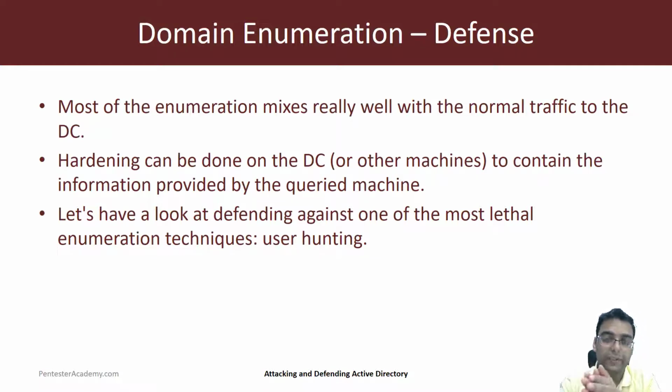Now there are two ways. One is to monitor any spikes in network traffic or any 4624, 4634 events from a single machine on multiple machines in a host. These are the anomalies which tools like PowerView or any similar tool create.